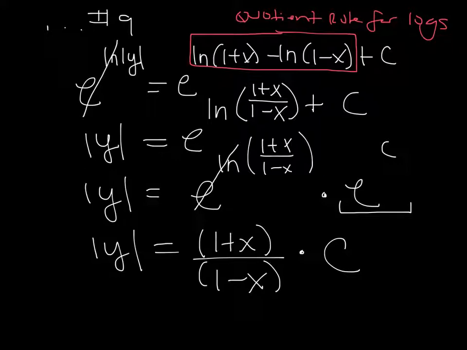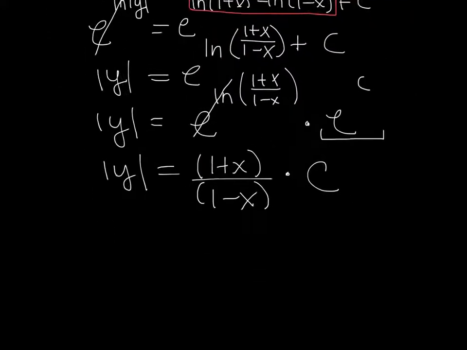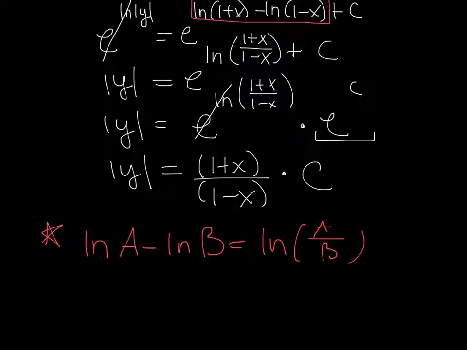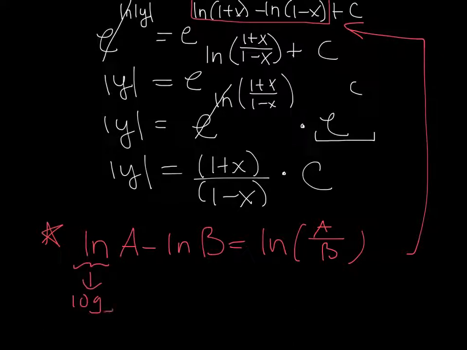So let's move this up, and let me quickly write the property that I used above. The natural log of a minus the natural log of b is the natural log of a over b. That's what I used right here. And again, ln is just log base e of some input.